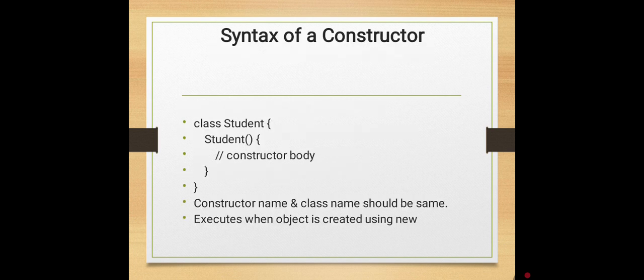So next is the syntax of a constructor. Here we can see the syntax of a constructor. The constructor is written inside the class and its name is exactly the same as the class name. So for example, if the class name is Student, the constructor name should be Student. The constructor executes automatically when an object is created using the new keyword. So we do not call a constructor explicitly like methods.